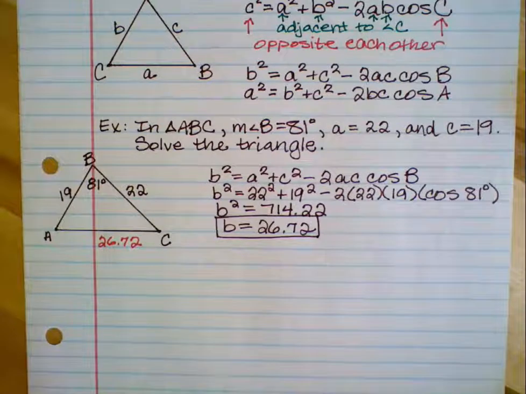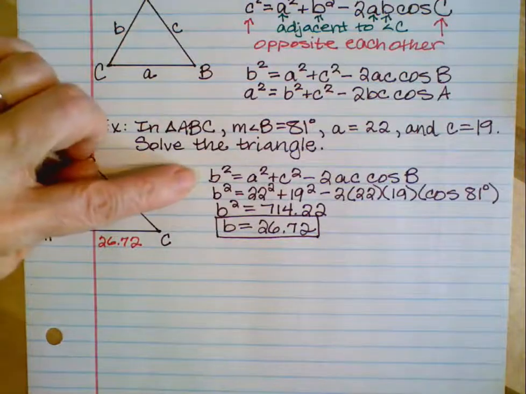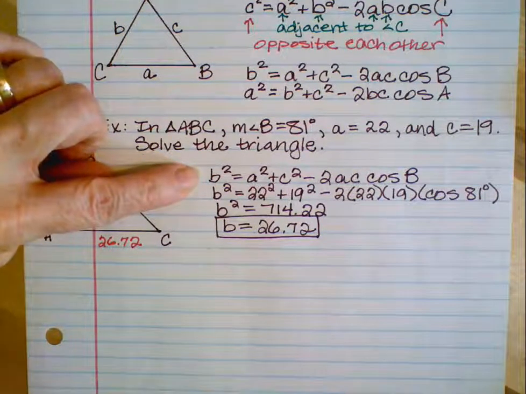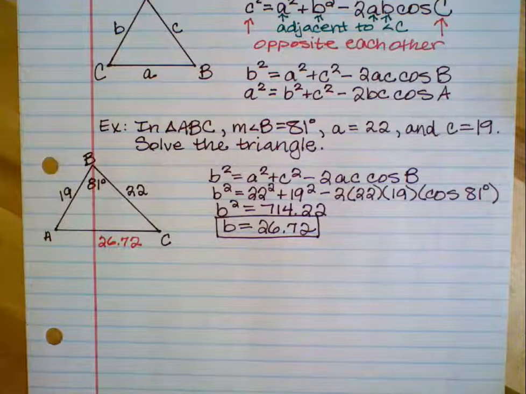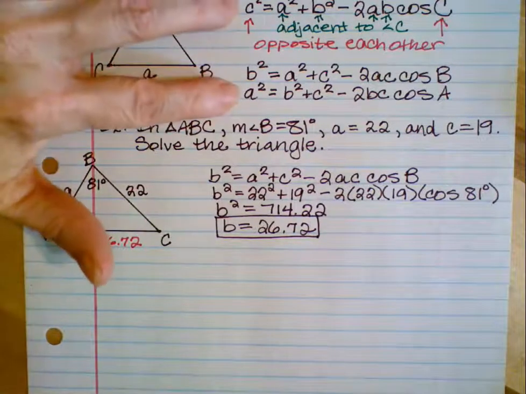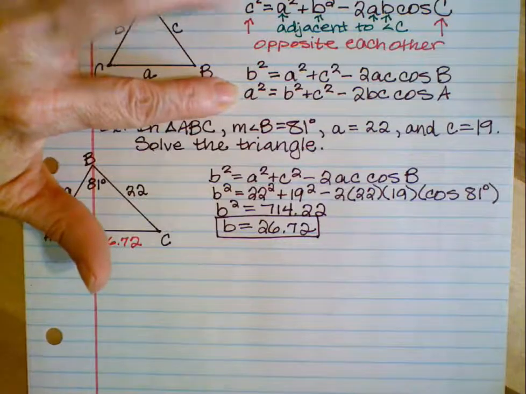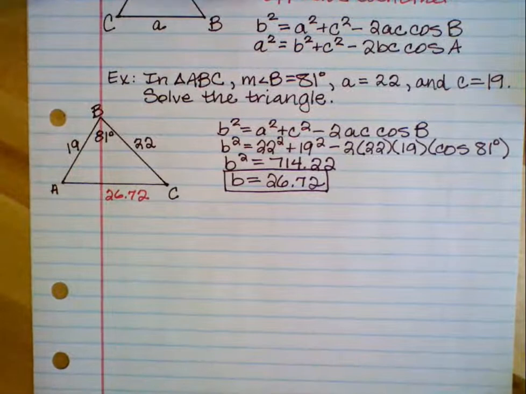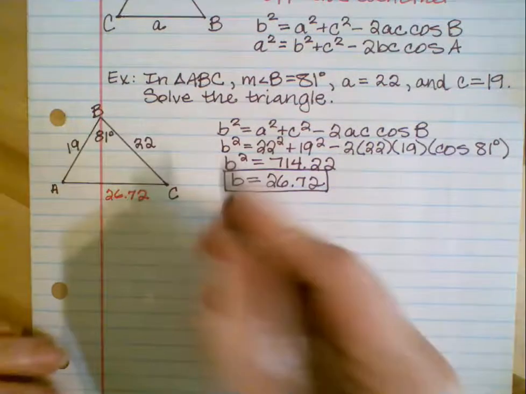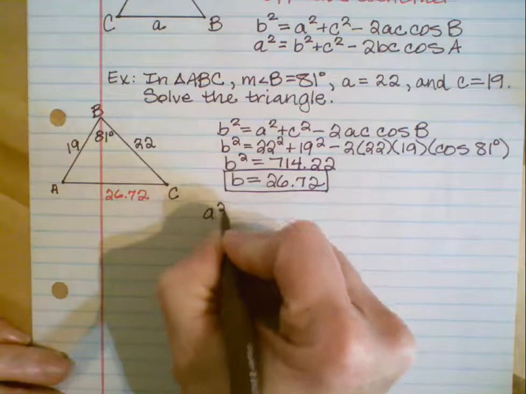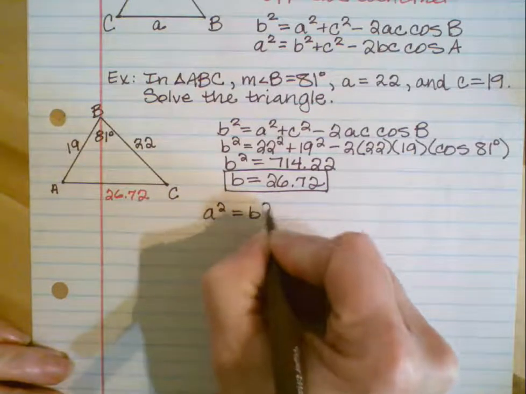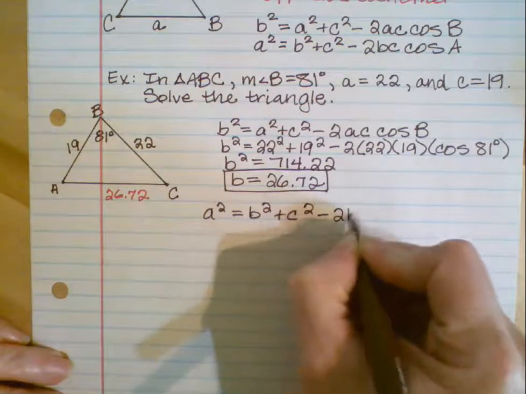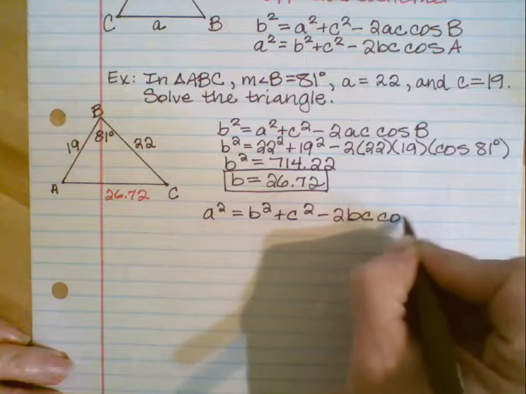Okay, so to find a missing angle measure with the law of cosines, the first thing you'll want to do is just pick one of the equations to start with. We've already used this b squared equation, so I don't want to use it again because I won't get anything new from it. So you get to choose which of these two you want to use. I'm going to choose to use this bottom one, a squared equals, etc. It is just a matter of choice. Either form would work. So a squared equals b squared plus c squared minus 2bc times the cosine of angle A.